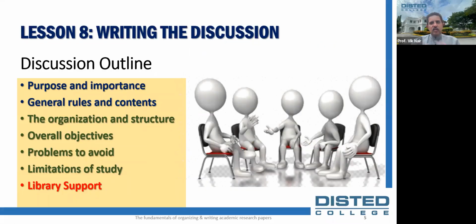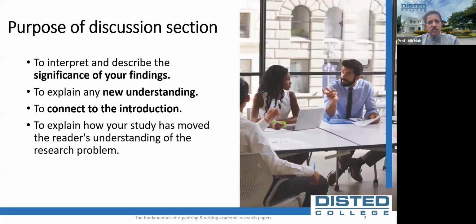All right. So what we're going to be discussing today is a few important areas when we talk about outlining a discussion. The purpose and importance: why is this important? What are the rules and contents? How do you organize and structure a discussion section of a publication? The overall objective, the problems that you need to avoid, and the limitation of the study. Then Ms. Fairunizan will let you go through some of the references that I think you should look at when you get the chance. So let's look at the purpose of a discussion section typically in any publication.